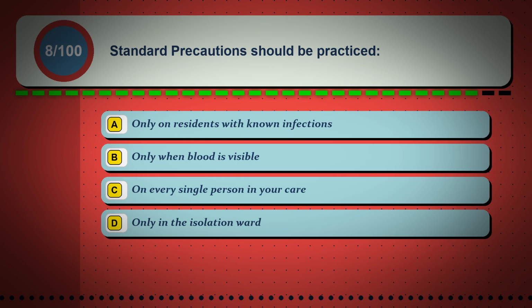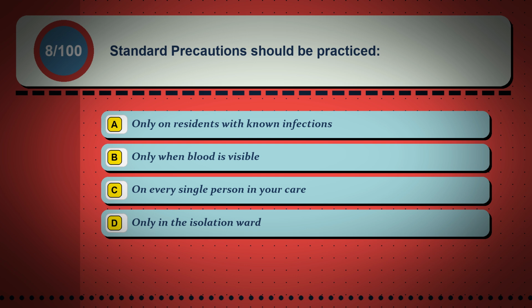Question 8. Standard precautions should be practiced. Option A. Only on residents with known infections. Option B. Only when blood is visible. Option C. On every single person in your care. Option D. Only in the isolation ward.